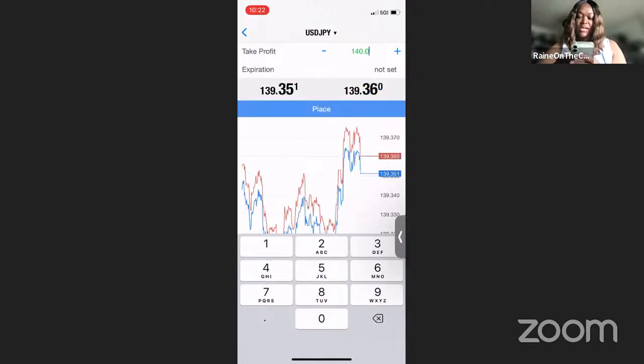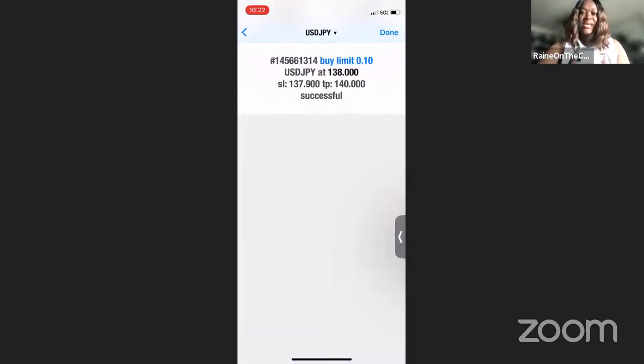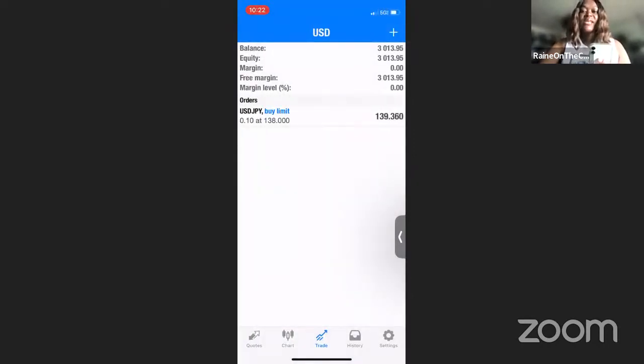140, right? And then you place. Once you have placed that, we have the pending order here. So we're not actually in the trade. We're waiting on price to come to that entry point for us to then get in. So that's the pending order for a buy limit.